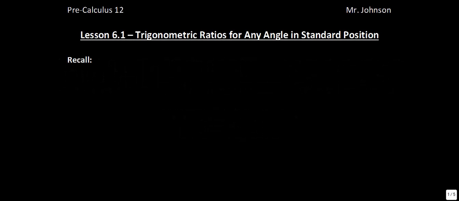This is lesson 6.1, trigonometric ratios for any angle in standard position. In this lesson, the focus is on using the unit circle that we learned about in Pre-Calculus 11, to determine trig ratios for angles that are less than 0 degrees and greater than 360 degrees. If you recall from last year, we were only dealing with angles that were between 0 and 360 degrees.